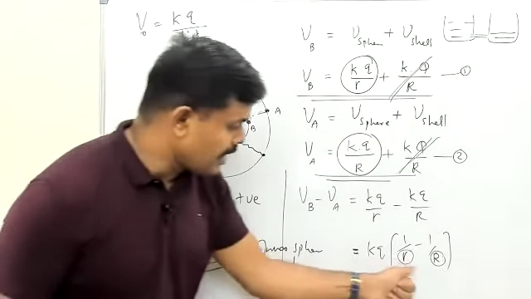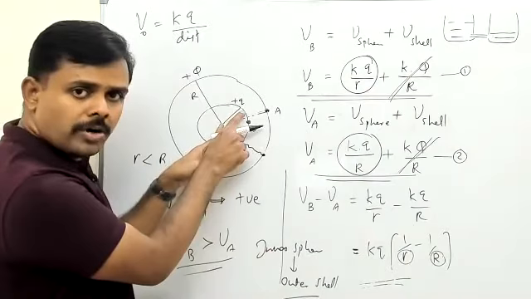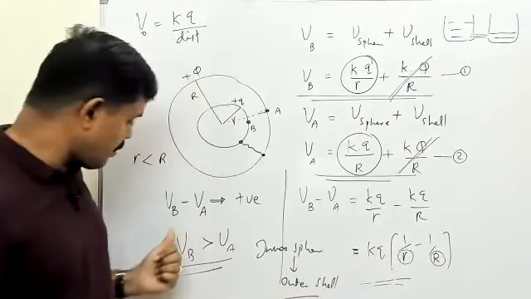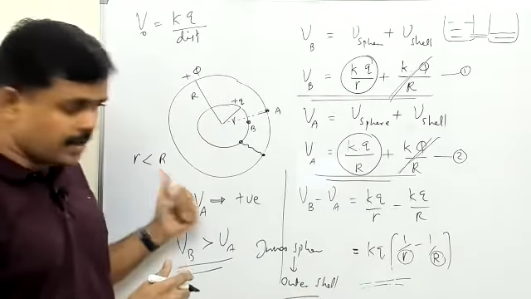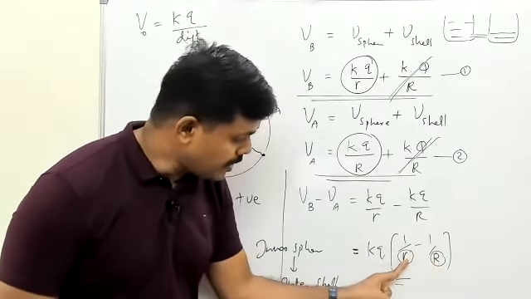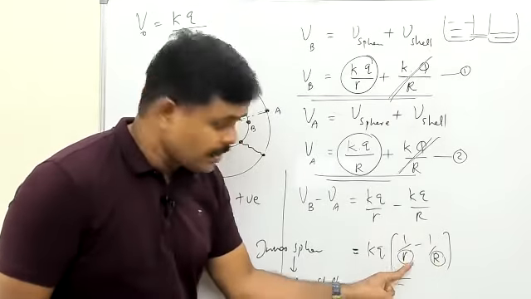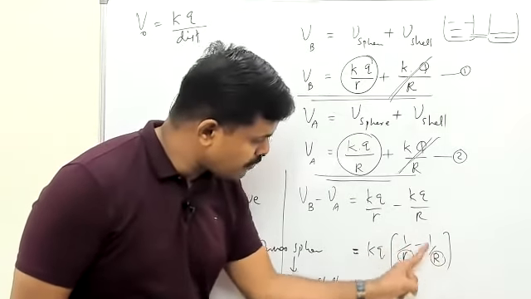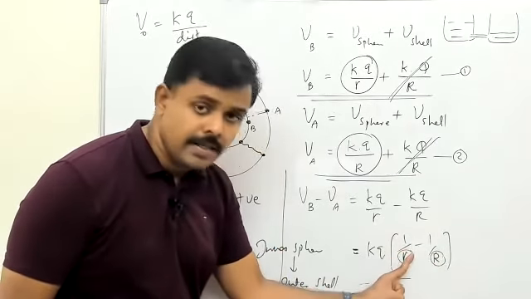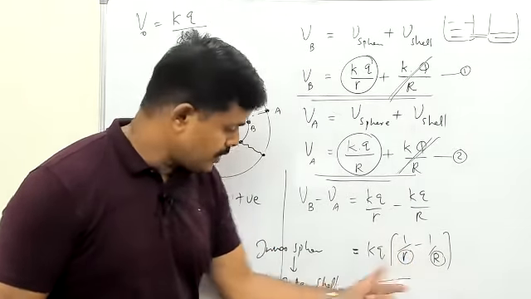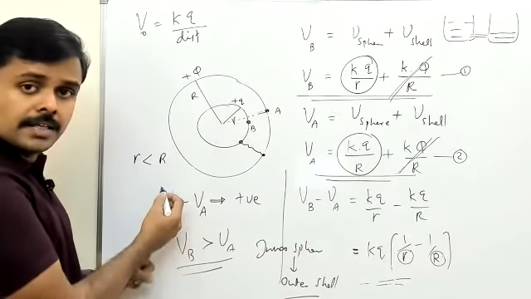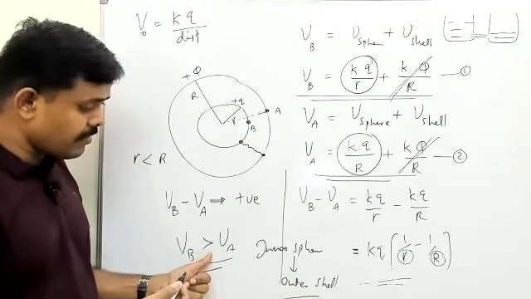Look at this, r and R. Small letter r is the small radius. Capital letter R is the big radius. So small r is less than capital R. That means this denominator is less than this denominator, which means when the denominator is less, the fraction will be more. This fraction is more than this fraction. So a smaller fraction subtracted from a bigger fraction will give you a positive quantity. So VB minus VA is positive. If VB minus VA is positive, VB is greater for sure.